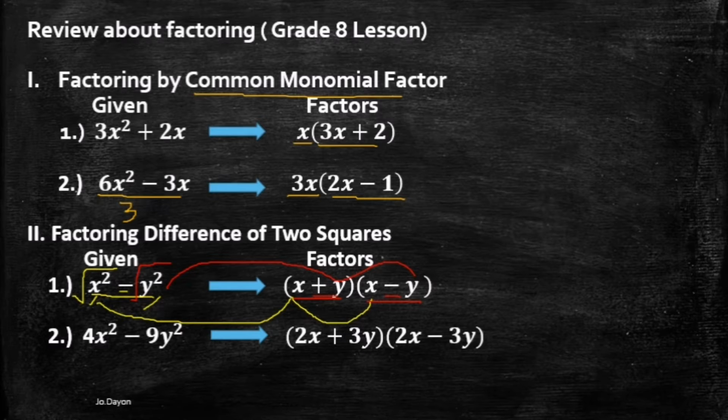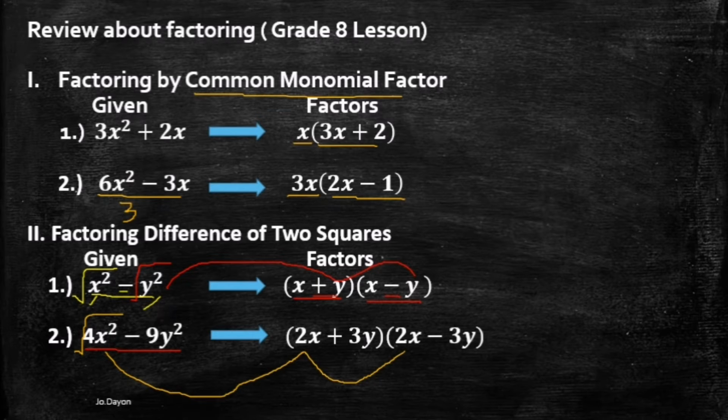Example number 2. We have here 4x squared minus 9y squared. The same process. We have to check whether it is difference of two squares. The first and the second term are perfect squares, yes, and it is separated by a minus sign. Now, to get the factors, you get the square root of the first term. The square root of 4x squared is 2x. We also have 2x in the second factor.